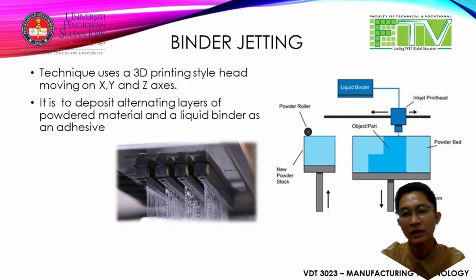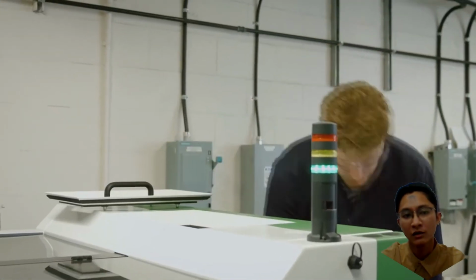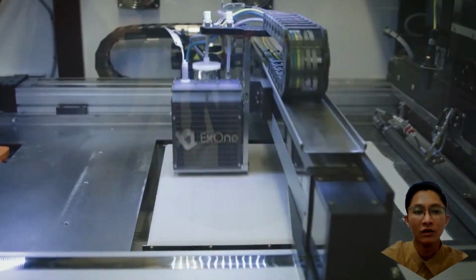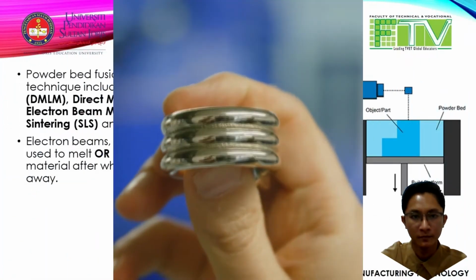Next is binder jetting. Binder jetting is a technique that uses a 3D printing style head moving on the X, Y, and Z axis. It deposits alternating layers of powder material and a liquid binder as an adhesive.